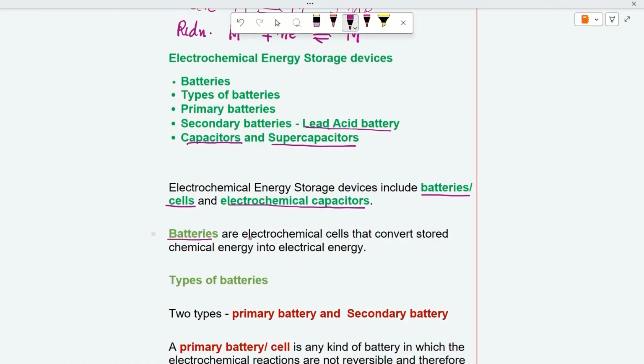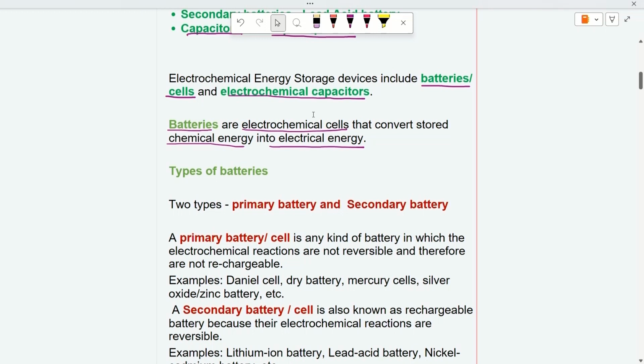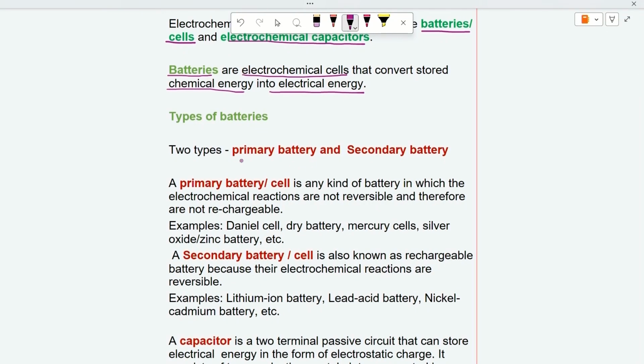Now, let us see what batteries are. Batteries are electrochemical cells themselves. The name given is battery, but they are actually electrochemical cells that convert stored chemical energy into electrical energy. So, they have stored chemical energy and that can be converted into electrical energy whenever we require it. Batteries can be classified mainly into two types: the primary battery and the secondary battery.